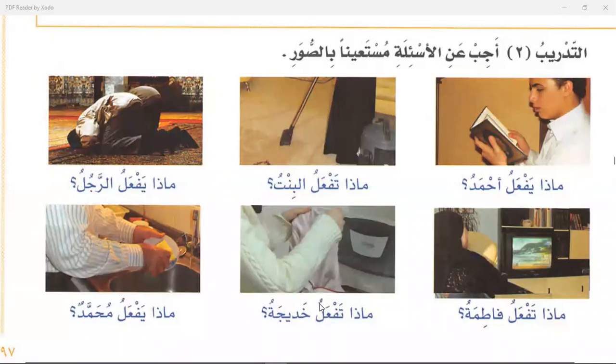Maza taf'alu Khadija? تغسل الملابس. Okay. تغسل الملابس. Alif will be silent whenever there is a word before Alif. Alif becomes silent. تغسل الملابس. ماذا يفعل محمد؟ What's he doing? يغسل الأطباق. Yes, yaghsilu atbaqa.